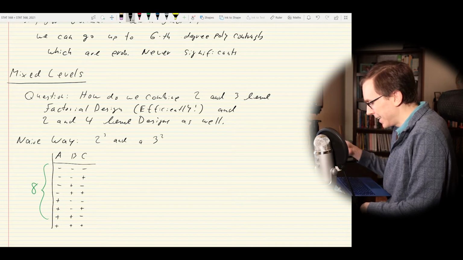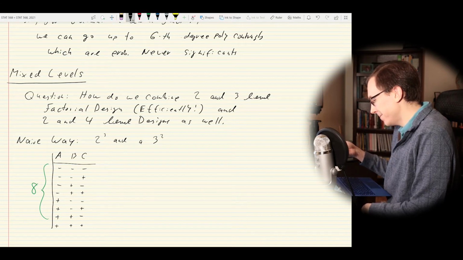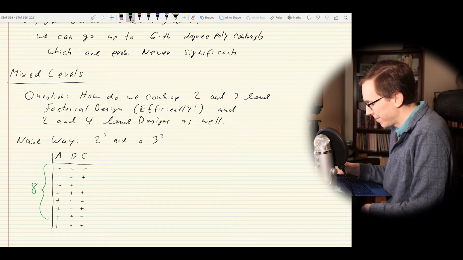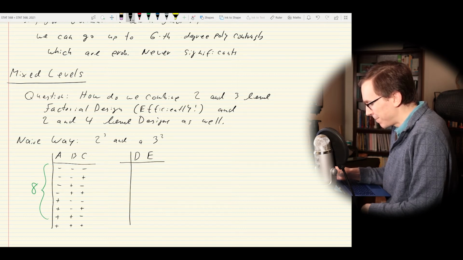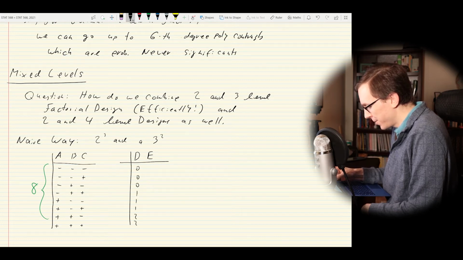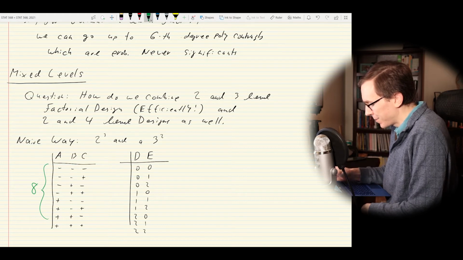And if I had, I'm going to need new letters, I guess we can do D and E and try not to get too confused about it. If I have my 3 to the 2 design, I would have something that looks like this: 0, 0, 0, 1, 1, 1, 2, 2, 2 for one factor, and 0, 1, 2, 0, 1, 2, 0, 1, 2 for the other, and I would have 9 observations.